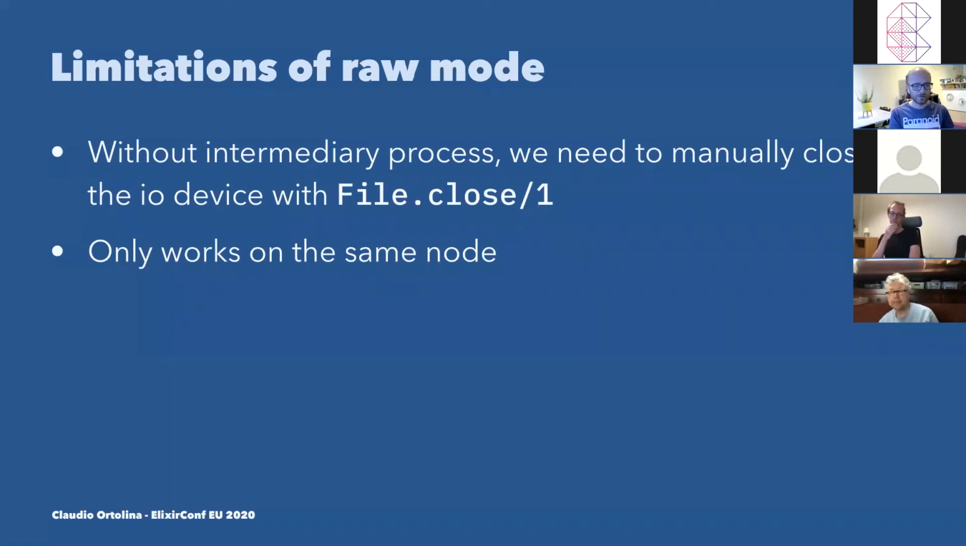Most of the times it doesn't matter. If you're operating on a file that you just open, do some work, and then close it, for example, you want to write it, it's okay if it's in the same node. It's a very short, hopefully, lifespan, so it's okay to use raw mode. But the important thing is remembering that raw mode comes with a certain set of trade-offs.